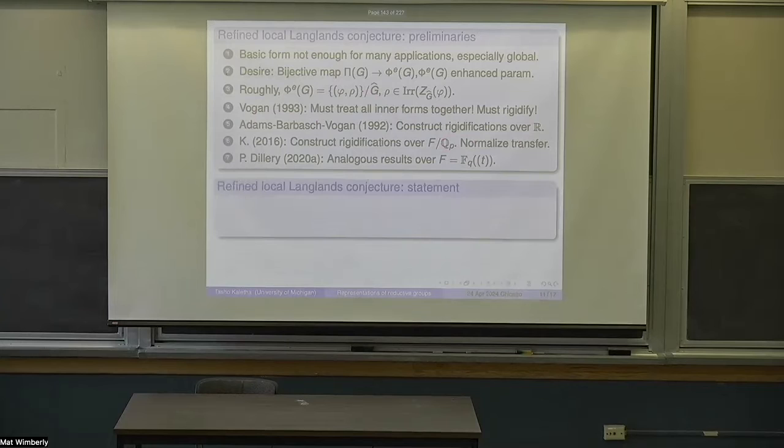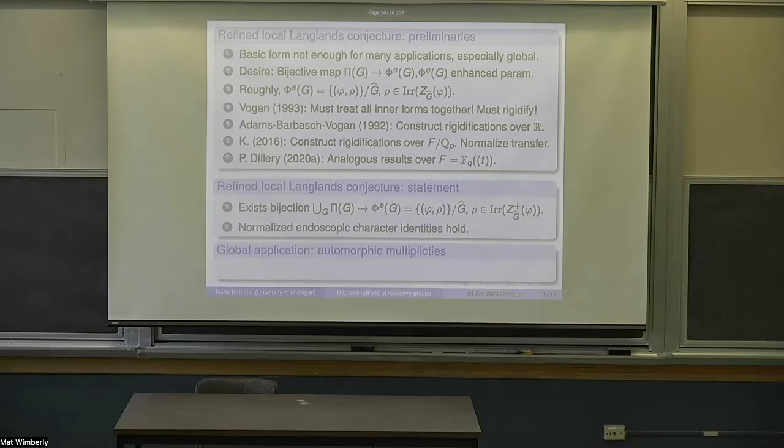And having that in place, the basic conjecture is that there should be a bijection of this kind, but you need to take all the inner forms and you need to treat them appropriately with respect to this rigidification. Then there should be a bijection of this sort. And there should be certain normalized character identities that tie it with the Arthur-Selberg trace formula.